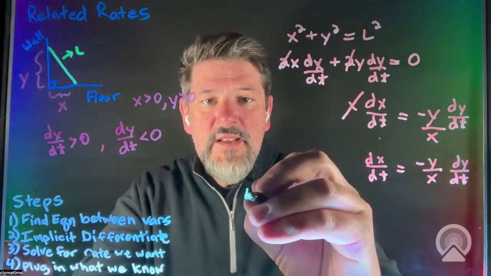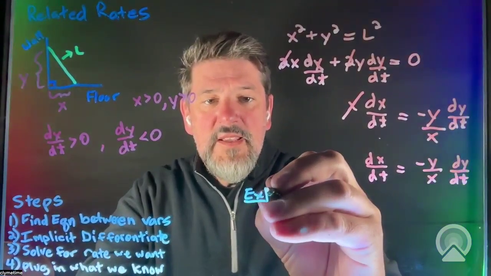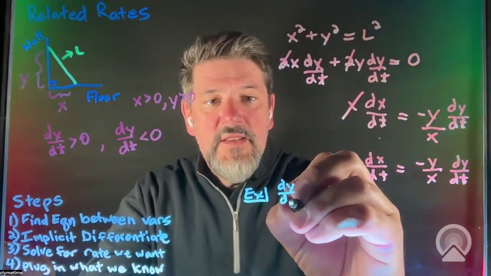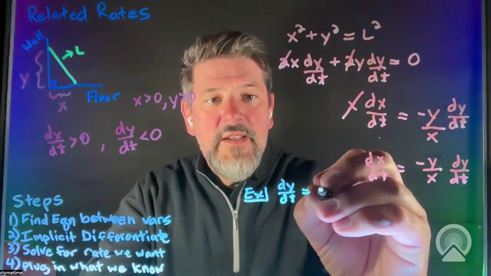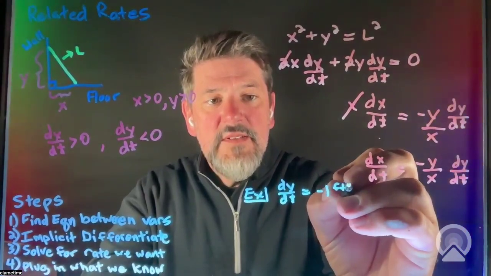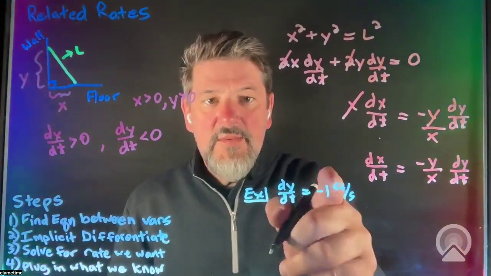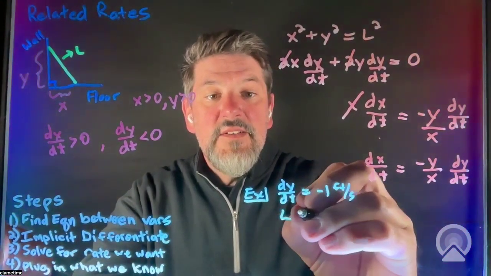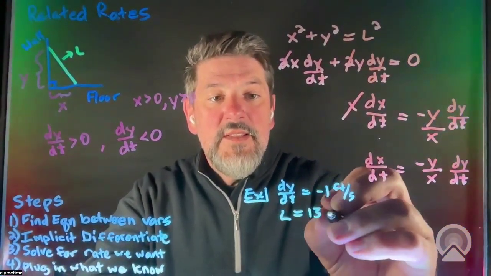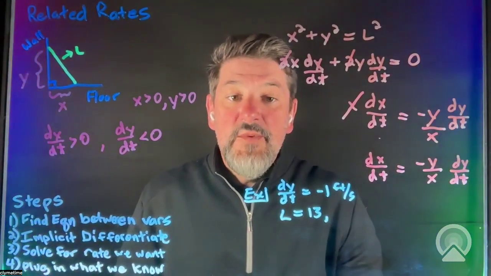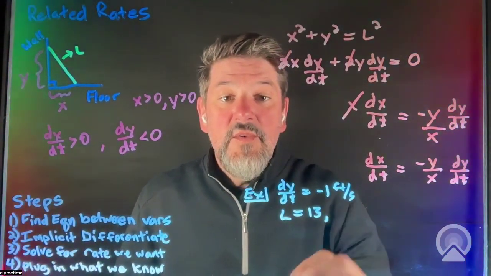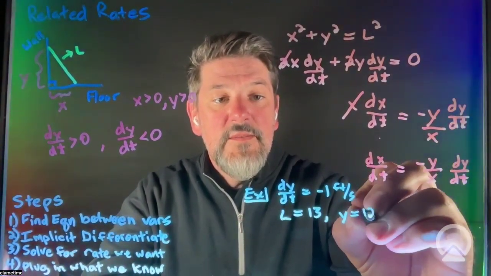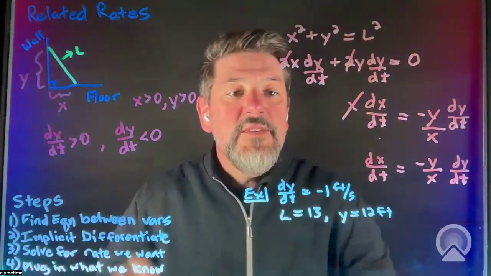Let's say, for example, that they give you dy over dt. Say it is falling, and they tell you that it's falling at -1 foot per second. Okay, so this is a rate. Y is changing at -1 foot per second. And let's say they also tell you the length of the ladder is 13 feet, and they want you to find dx over dt when y is equal to 12 feet.